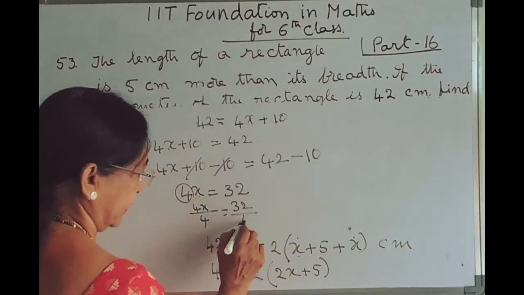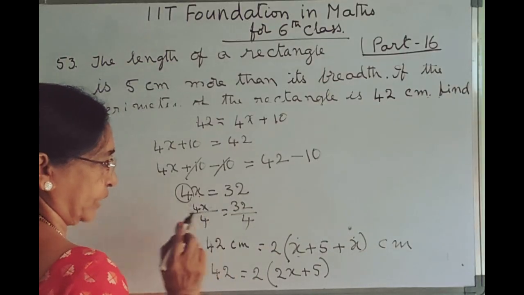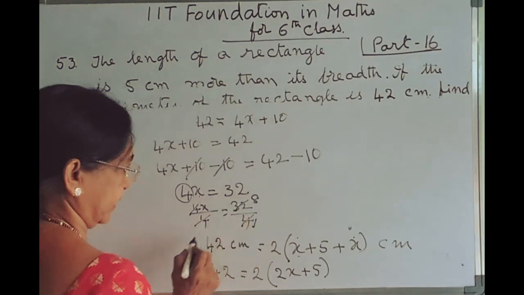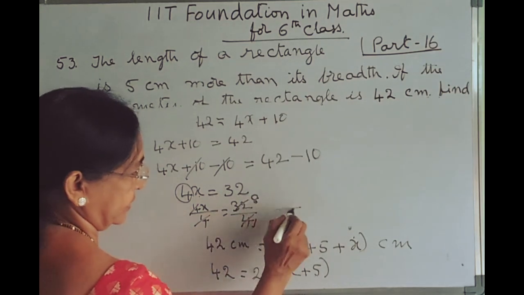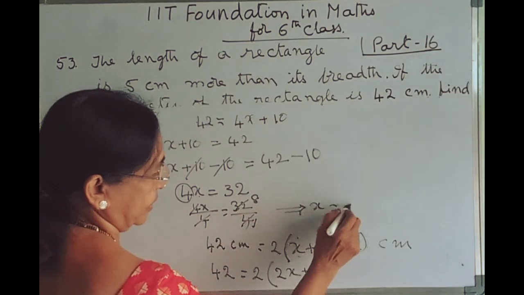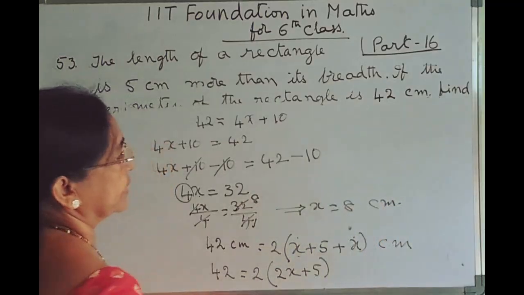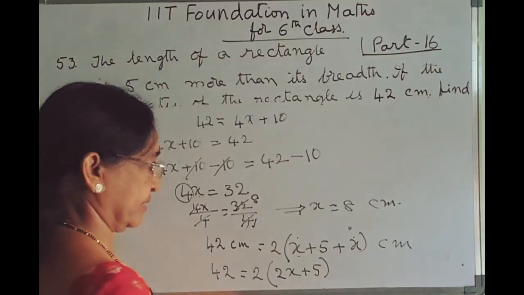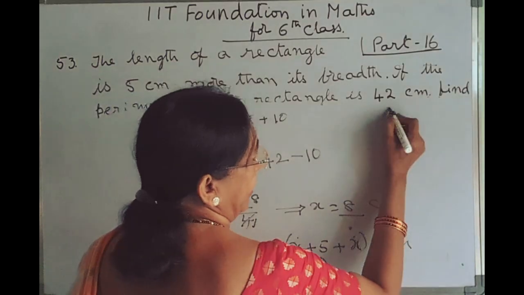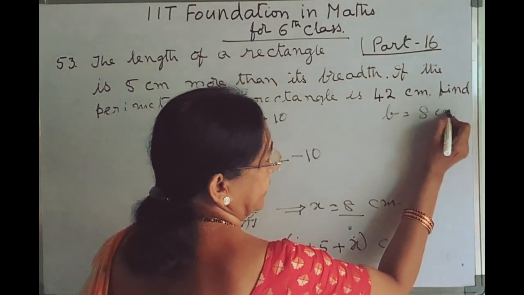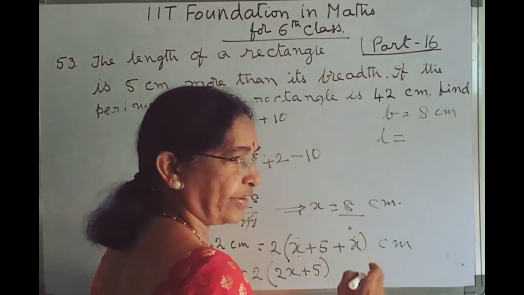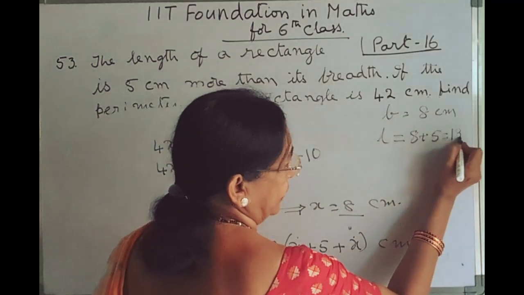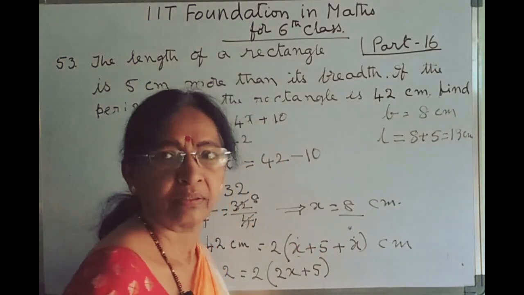We get 4x by 4 is equal to 32 by 4. 4 gets cancelled. 4 eights, 32. Therefore, x is equal to 8. From this we get x is equal to 8 centimeters. But what is x? The breadth of the rectangle is x. So, breadth of the rectangle is 8 centimeters and the length is 5 centimeters more than the breadth. So, 8 plus 5, that is equal to 13 centimeters.